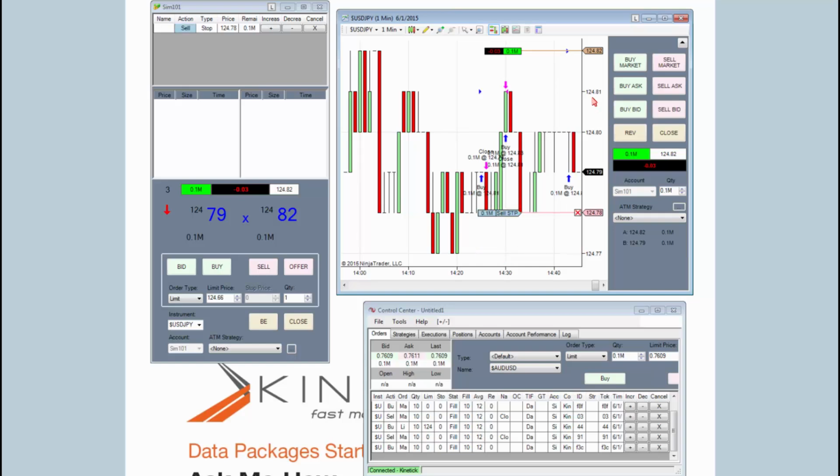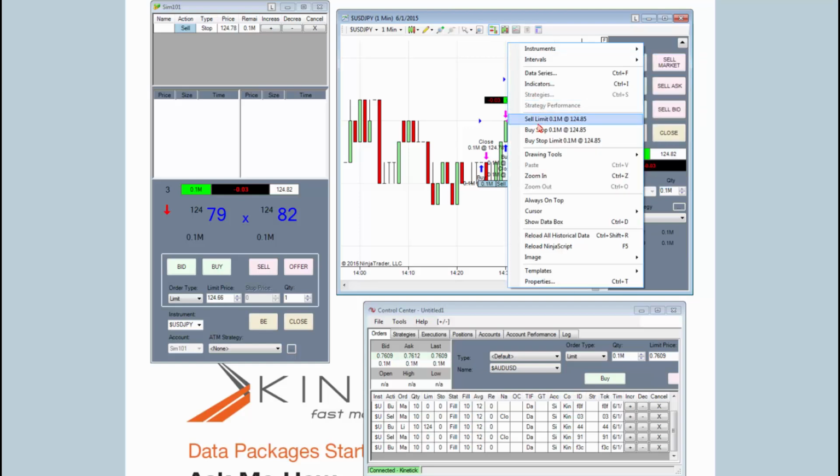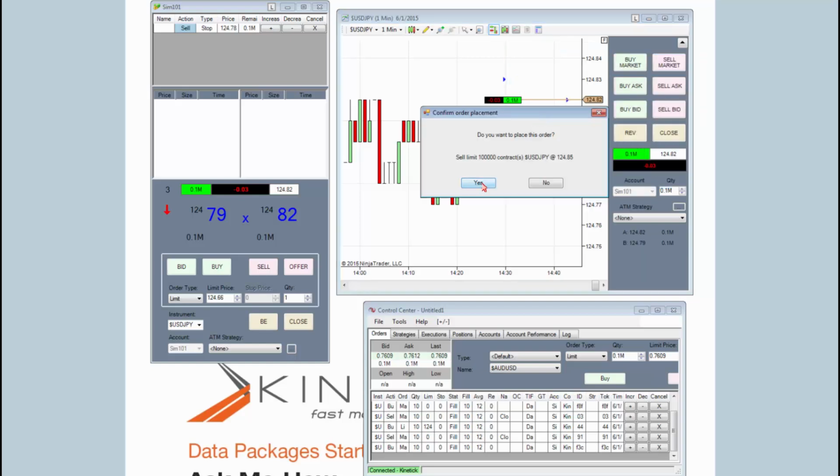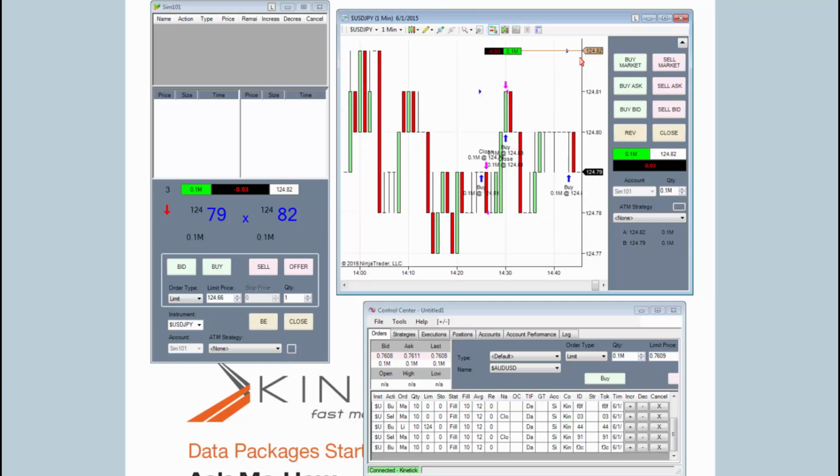So now with this order in place, we're now effectively bracketed. We now have a stop loss. Now if I were to scrunch the chart here and enter a sell limit order above the market, now we've got ourselves a profit target, and we can move these around at will. And you can do the same thing using the FX Pro window.